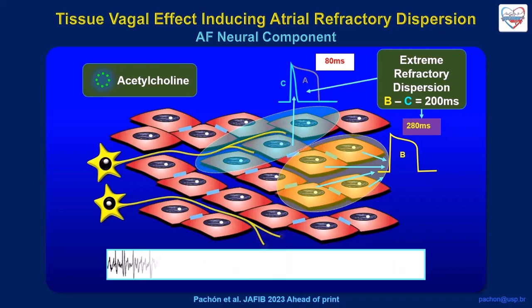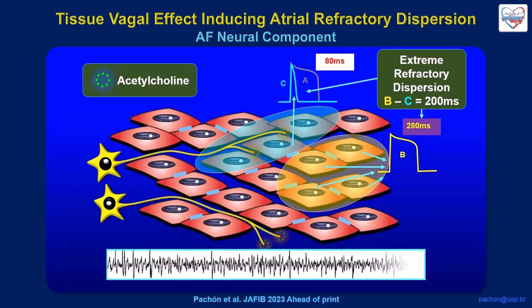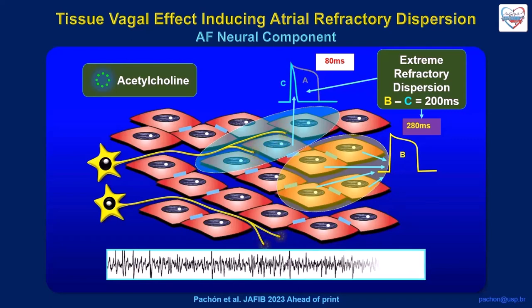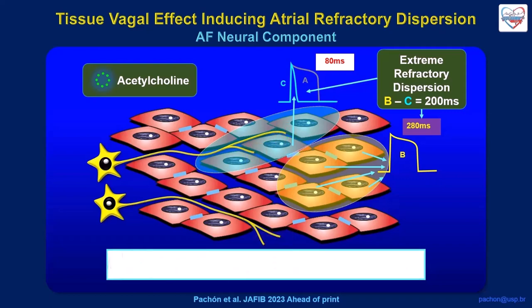Due to the lack of the motor end plate, the A cell will have strong acetylcholine action, while the B cell will have no cholinergic effect. In this way, the action potential of cell A is reduced to 8 milliseconds, and that of cell B is maintained, resulting in a huge refractoriness dispersion of 200 milliseconds. This phenomenon is one of the main causes of atrial fibrillation bursts and can be corrected by cardioneuroablation.